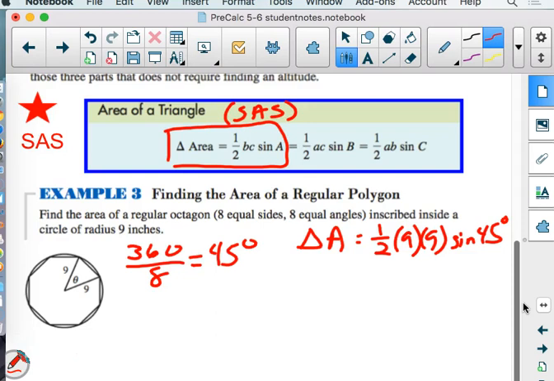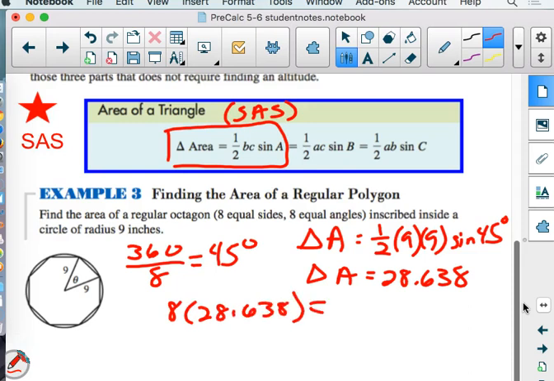0.5 times 81 times the sine of 45. There it is. There's one of our triangles. So the triangle area, 28.638 with rounding. But how many of those triangles are we going to fit in here? So we better take times 8. So we don't need to store it. It's already in there. It's stored as the last thing we have. So we'll just take that times 8, and there it is. 229.103. We do need to label this.